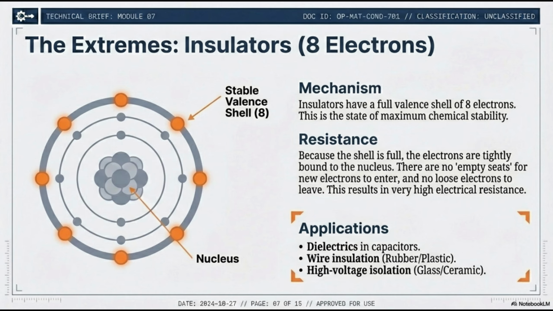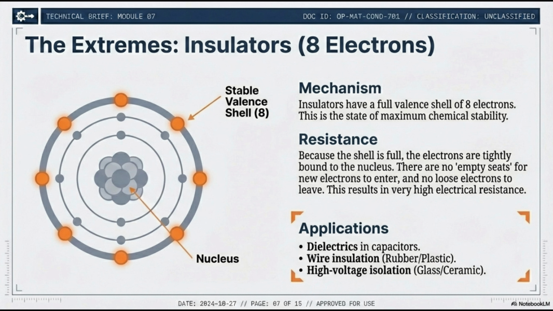Because the shell is full, the electrons are tightly bound to the nucleus. There are no empty seats for new electrons to enter. As you can see, everything is full, and there are no loose electrons to leave. So this results in very high electrical resistance. That's why these materials, insulators, don't allow a current path.